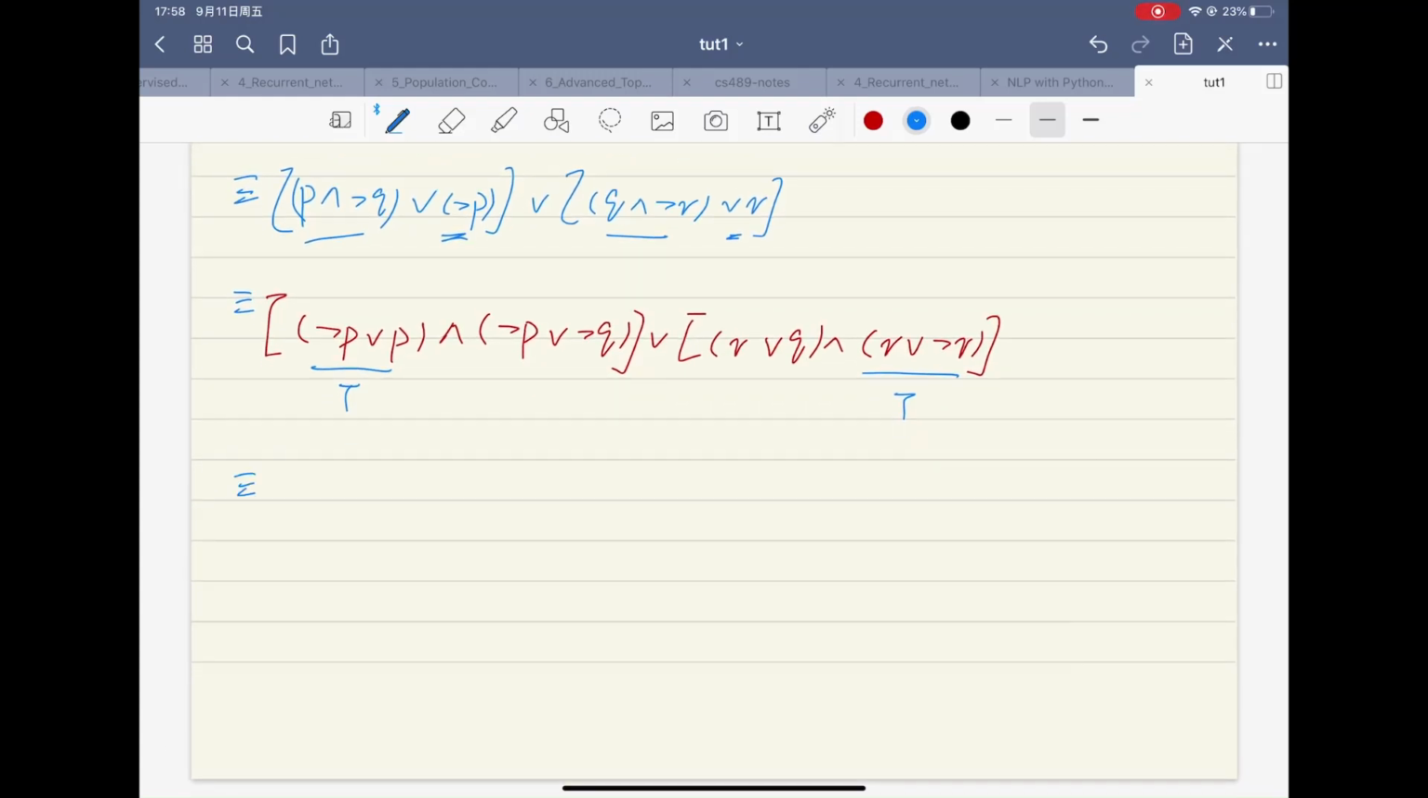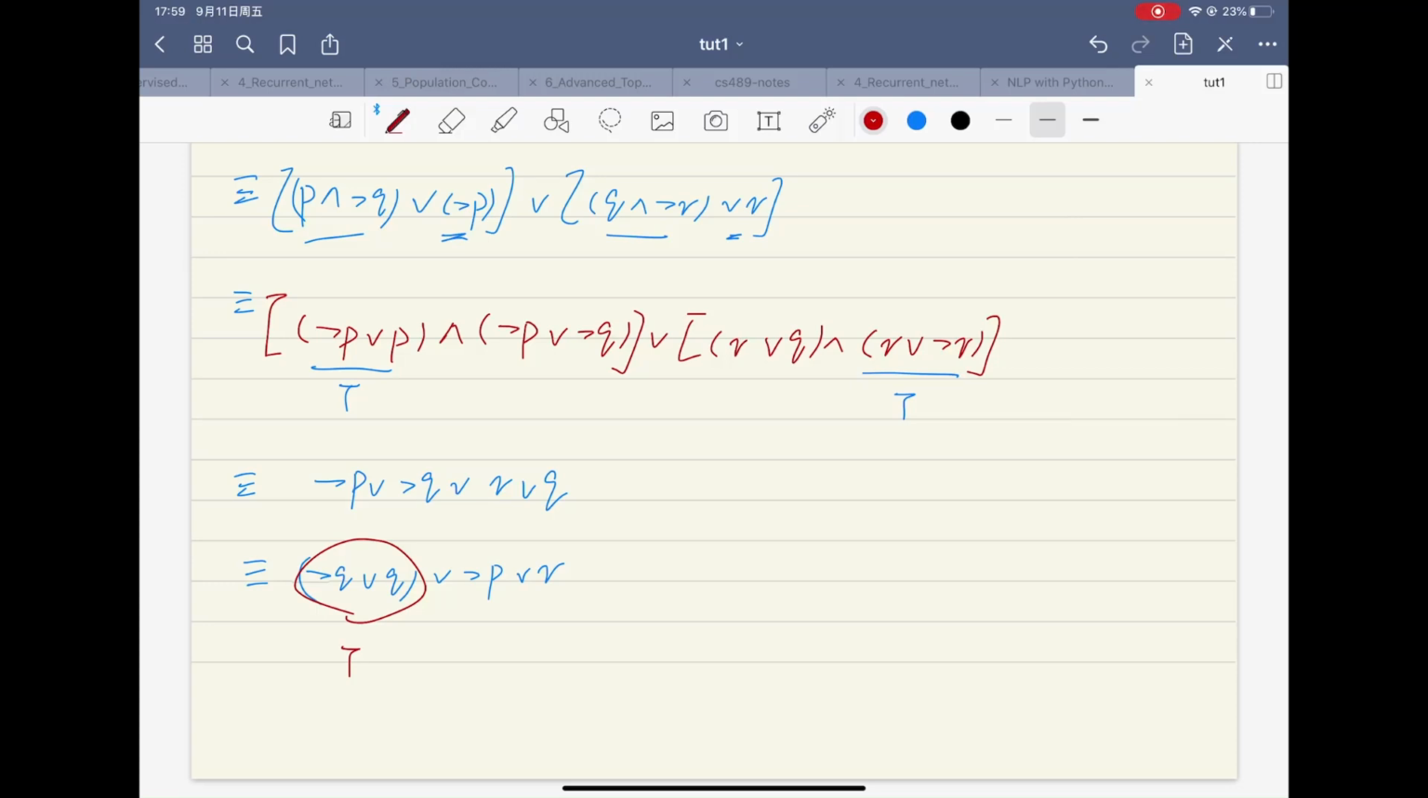Then we have not P or not Q, or R or Q, right? And we need to combine the not Q and Q together, then or P or R. And again, by the inverse law, yep, this one will be true.